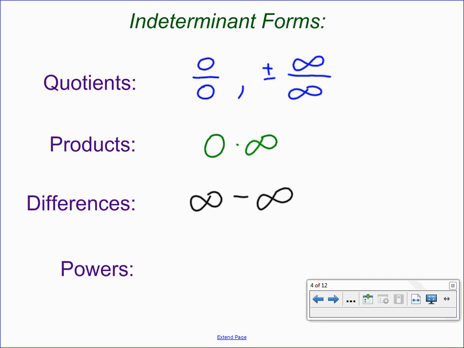Tyler? 1 to the infinity. Remember, this isn't the number 1 multiplied by itself an infinite number of times. That would just be 1, of course. It's because it's a limit. If the base is approaching 1 from the left-hand side, that number is like 0.9, 0.99. As we multiply a quantity less than 1 by itself repeatedly, that's going to shrink towards 0. 0.9 times 0.9 is 0.81.